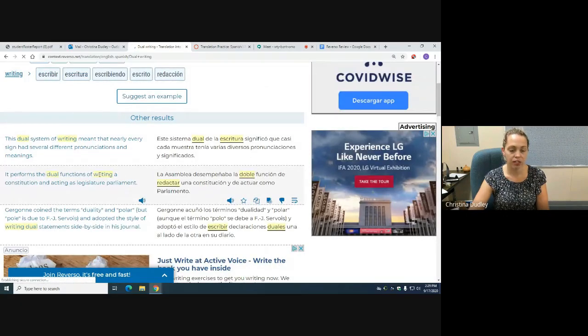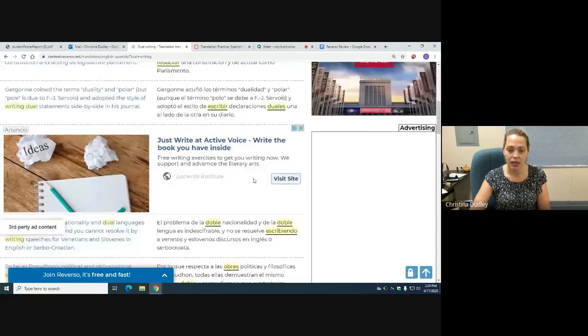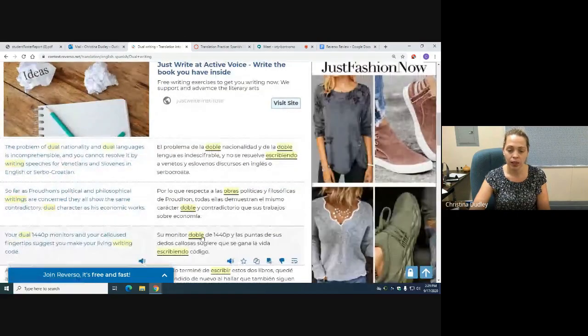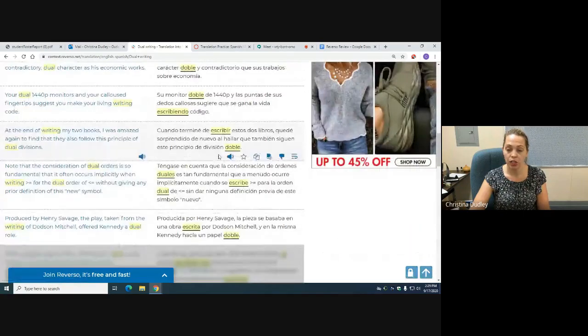So it performs dual functions of a writing. Not quite what I'm saying. Writing dual statements, that's kind of what I'm doing. Writing declaraciones duales. So I could use that one. But it has the style of writing dual. Okay, that one could work. But look, it has statement, so it's plural. Notice how, now my experience with Spanish is I know if it has an ES, it's plural. You'll get there as you keep having more experience. So we look down here, doble, escribiendo, doble, escribir, doble. Okay, so we could use that.